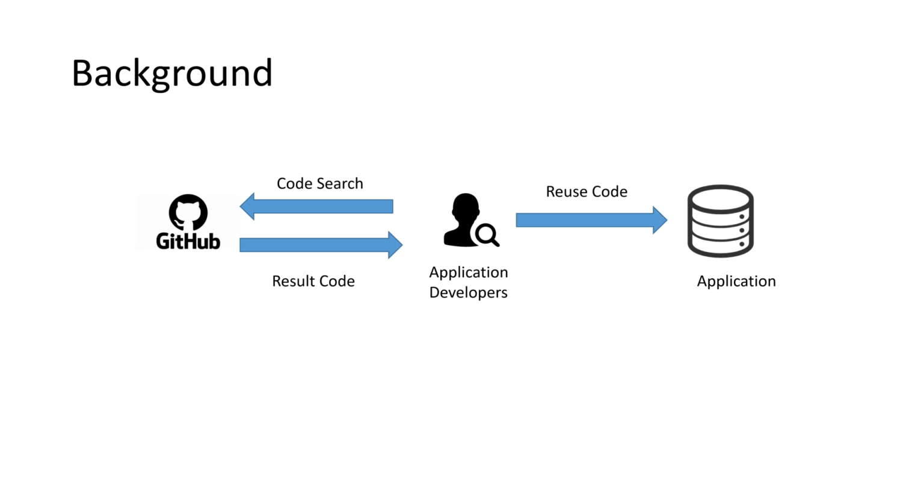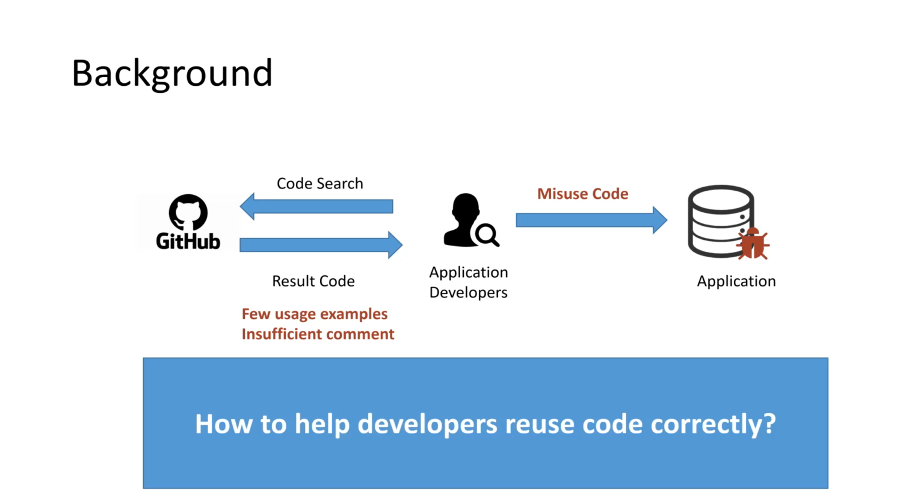Sometimes developers may search code in a code repository like GitHub, and then they reuse the result code in their own applications. However, different from the API in third-party libraries, the result code may only have few usage examples and insufficient comments. So it is hard for developers to understand the usage pattern of result code, and they may misuse the result code and introduce bugs in their own applications.